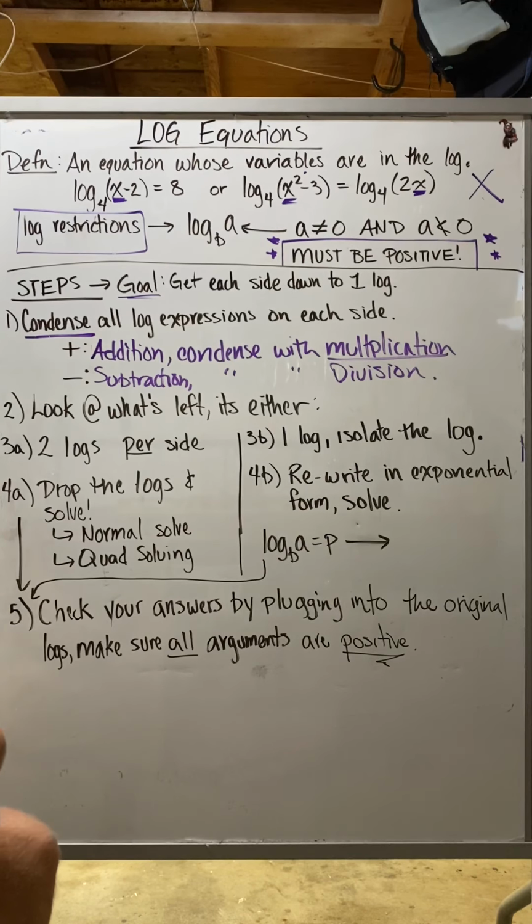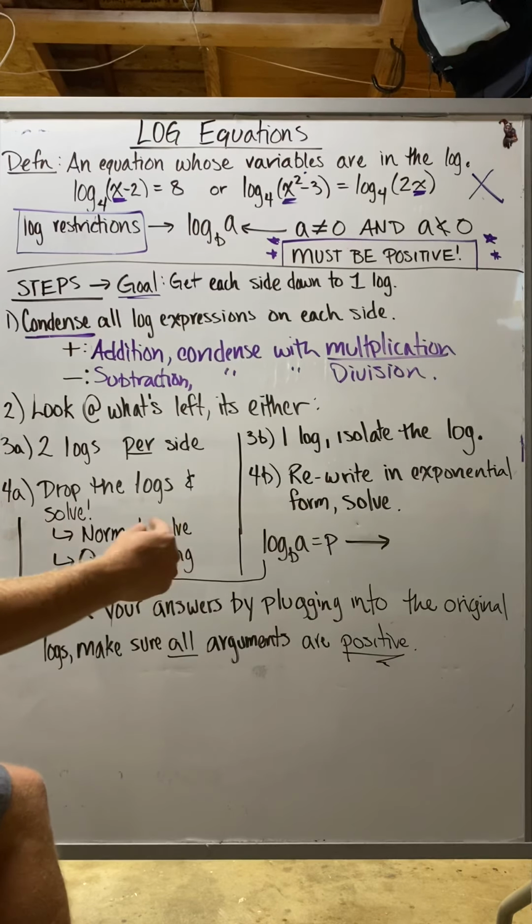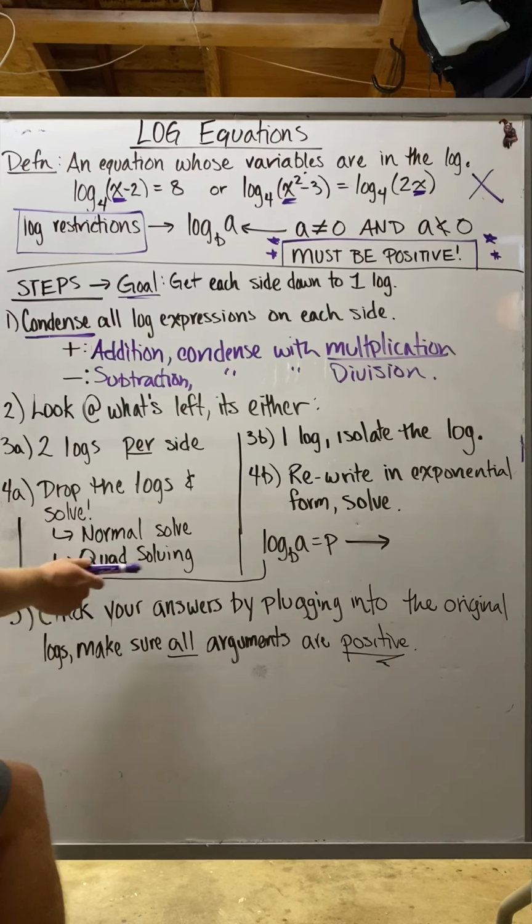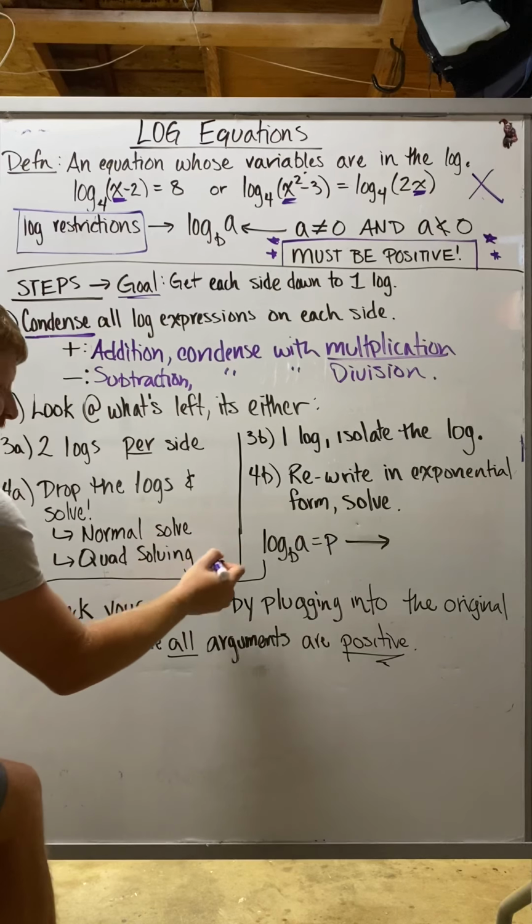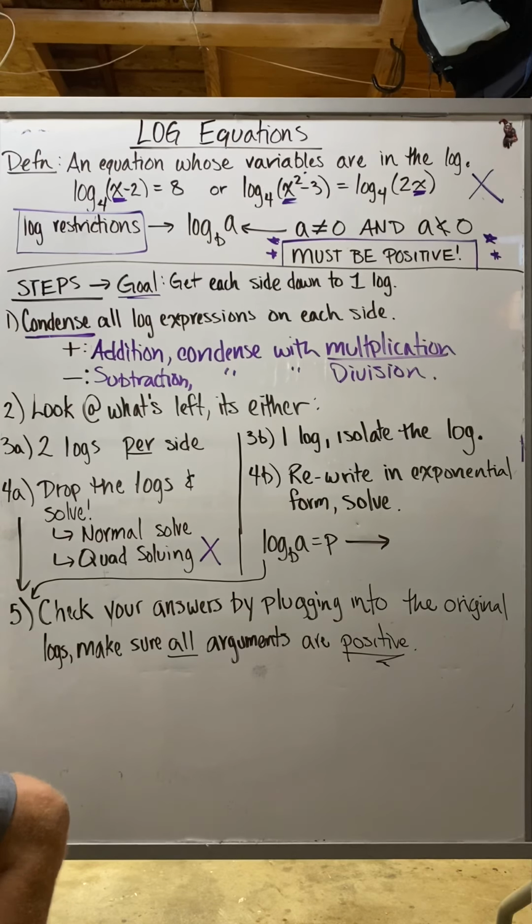Now, you're going to have some normal solving where you just have to get x by itself, but you're also going to have some quadratic equation solving, as in x-squared equations, and you're going to have to actually solve those and remember all of your tricks for quadratic solving. Okay, so those are your steps if you have a log on each side.